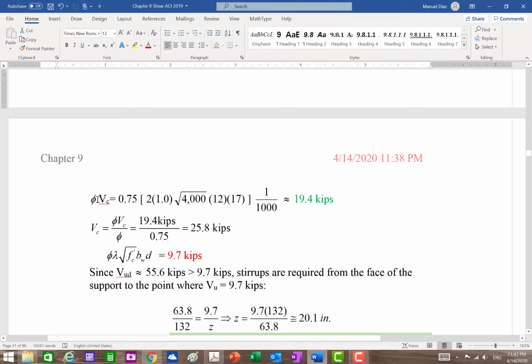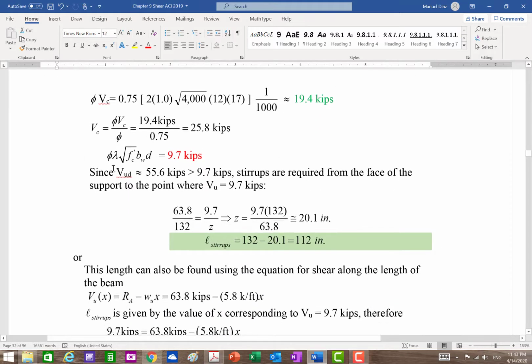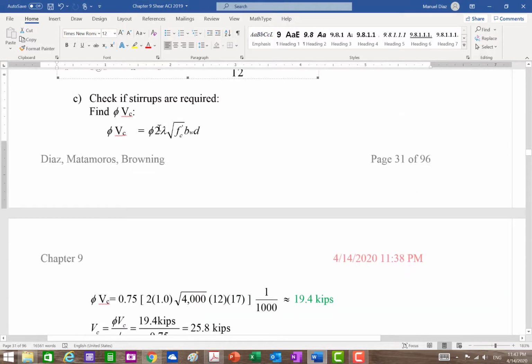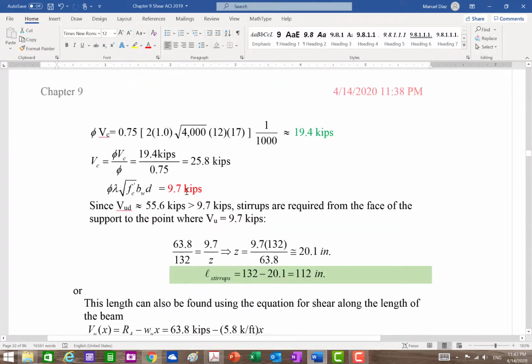Find V sub C without the phi factor. That would be 25.8. And then you find this limit that we need to have. Since we are using the 2 formula, that limit happens to be the same value divided by 2. So we got 9.7. Okay? 19.4, 9.7. Now our VU is a lot bigger than this number, so we definitely need the stirrups.